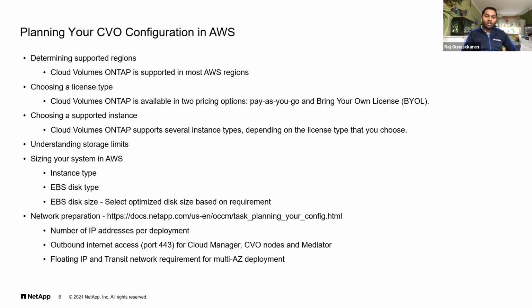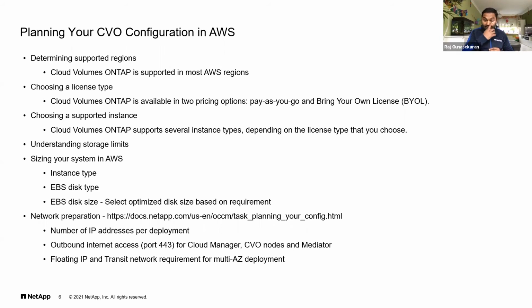And also all the nodes, including Cloud Manager, the CVO nodes and the Mediator, require outbound internet access on port 443, which is required for normal operation. On top of it, if it is related to AWS, we need to provide a transit network. The transit network is documented on the NetApp support site as the AWS native transit gateway solution. That native transit solution provides connectivity for the floating IP addresses outside the VPC. Within the VPC, you don't need transit gateway functionality because the floating IP addresses are programmed in the routing table of the VPC or the subnet, whichever routing table is being used.